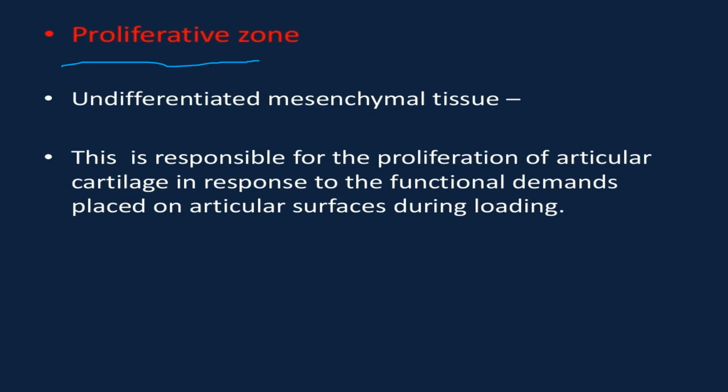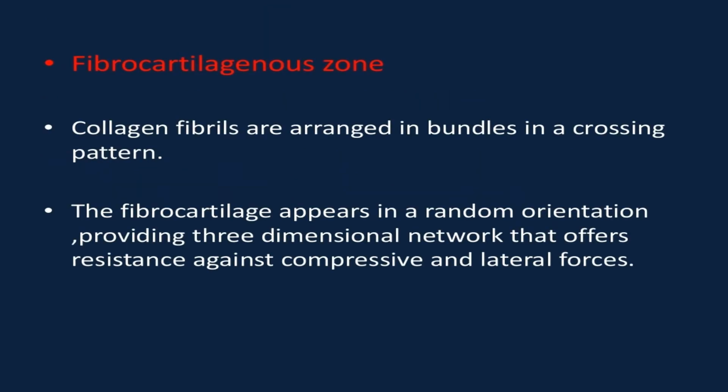33. Proliferative zone: undifferentiated mesenchymal tissue. This is responsible for the proliferation of articular cartilage in response to the functional demands placed on articular surfaces during loading. 34. Fibrocartilaginous zone: collagen fibrils are arranged in bundles in a crossing pattern. The fibrocartilage appears in a random orientation, providing a 3-dimensional network that offers resistance against compressive and lateral forces.